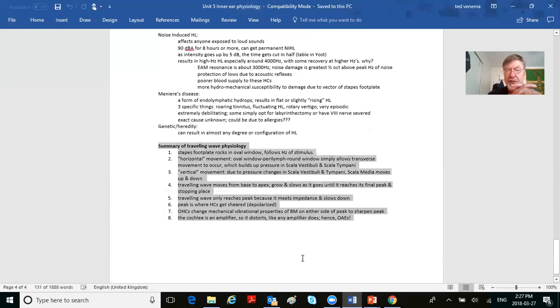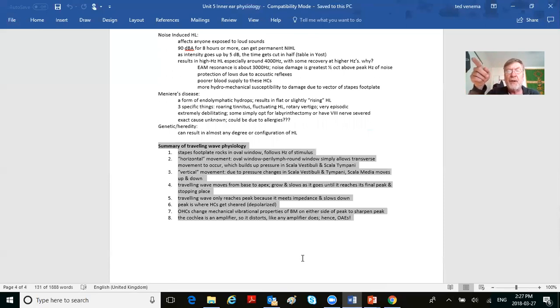Not the disorders. This just covers the stuff that we went all the way up through otoacoustic emissions. Stapes footplate rocks in the oval window, follows the frequency of the stimulus. Horizontal movement, oval window, perilymph, round window simply allows transverse movement to occur, which builds up pressure in the scala vestibuli and scala tympani. That's the horizontal movement, back and forth. Pushing in the oval window, the round window now bulges. So if the oval window dents in, the round window bulges.